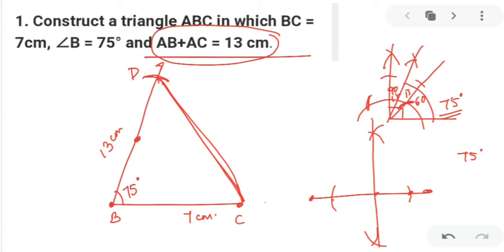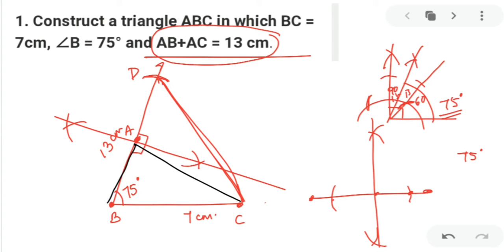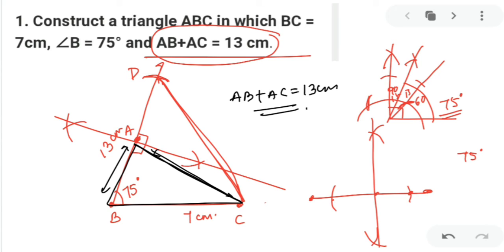So similarly, of BD, you have to make a perpendicular bisector. So this is the perpendicular bisector of BD. Wherever it cuts BD, I'll name it as A. Now join, my dear kids, AC. So now you can say that ABC is your required triangle. If you want to recheck or verify your answer, you can measure AB and add it with the measurement of AC. You should get AB plus AC as 13. Is that clear, kids?